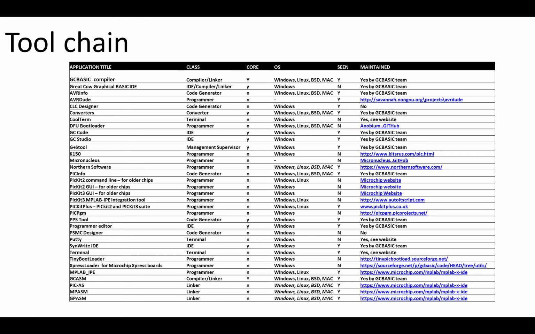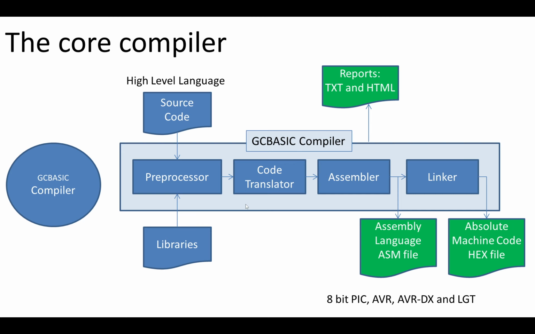But this diagram shows that we've got components that work in Windows, components that work in Linux, BSD and Mac, etc. And that particular versions of compilers are integrated as well. I mean, we use external compilers and linkers. They're all listed, so these are all included. But let's look at how the core compiler works, because that's where the value is.